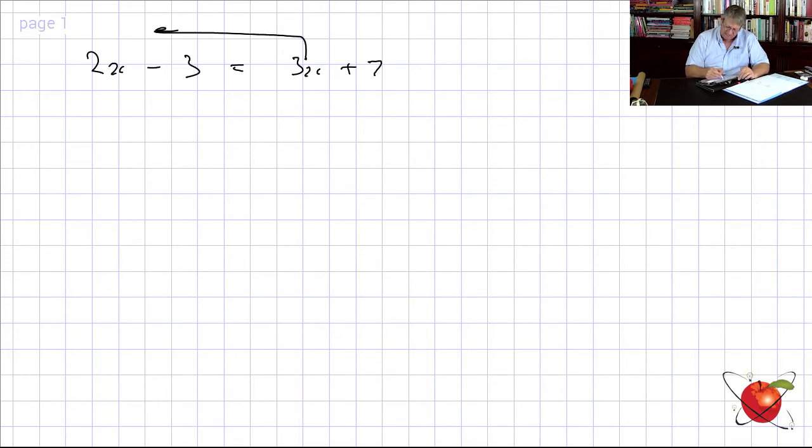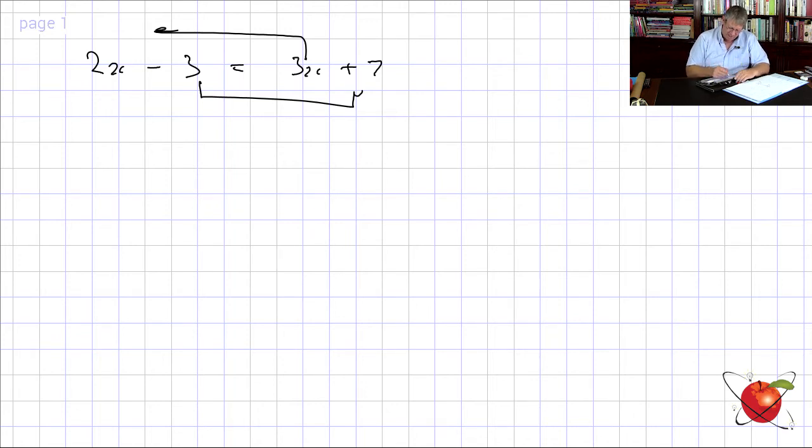Previously, we could work them out and we said, okay, we had 2x minus 3 equals 3x plus 7. And what did we do? We put all the x's this side and all the numbers that side. Guess what? We're going to do the same thing.